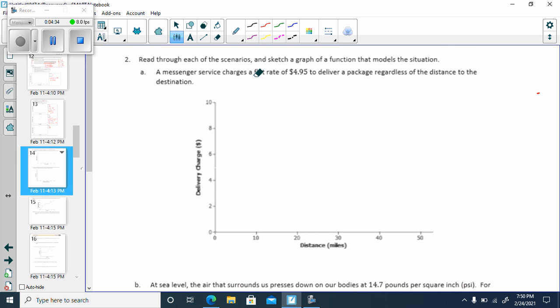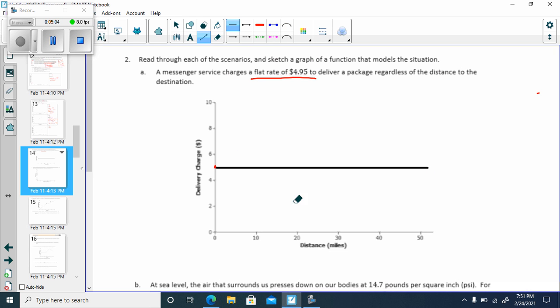Okay, read through each of the scenarios and sketch a graph of a function that models the situation. A messenger service charges a flat rate of $4.95 to deliver a package regardless of the distance to the destination. Okay, $4.95. If there's 0 distance, $4.95. That's close to $5, about halfway between 4 and 6. And no matter the distance, it does not change at all. So all you're looking at is a straight line, something that has no change. It is just constant.